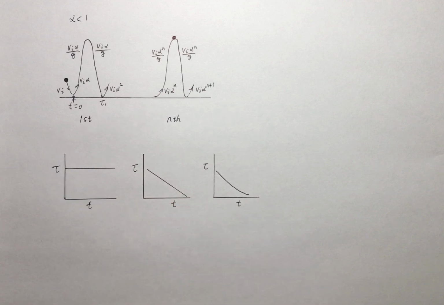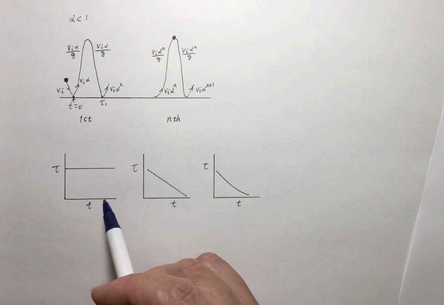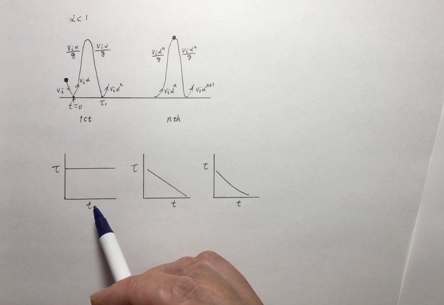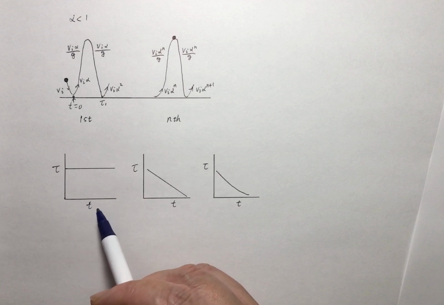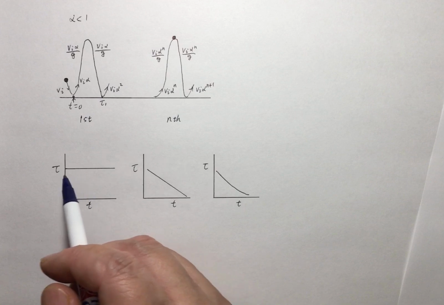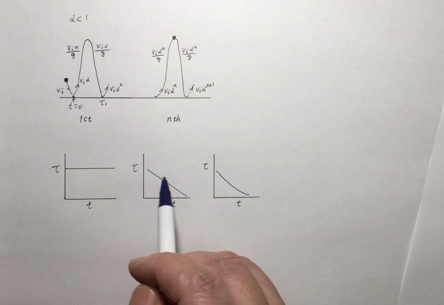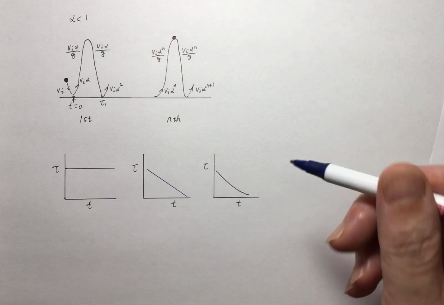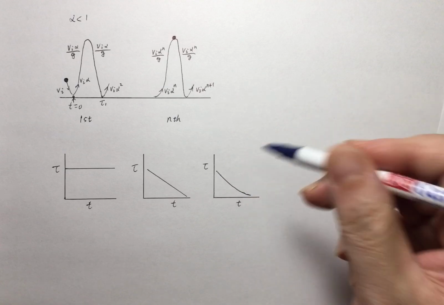We want to know which of the following graphs best shows the time between the successive bounces, or tau, as a function of the time t. Is it the constant line, or this one, or that one? This is like a curve.